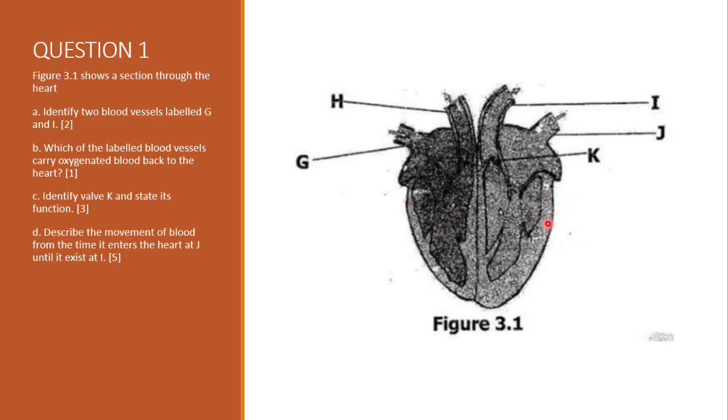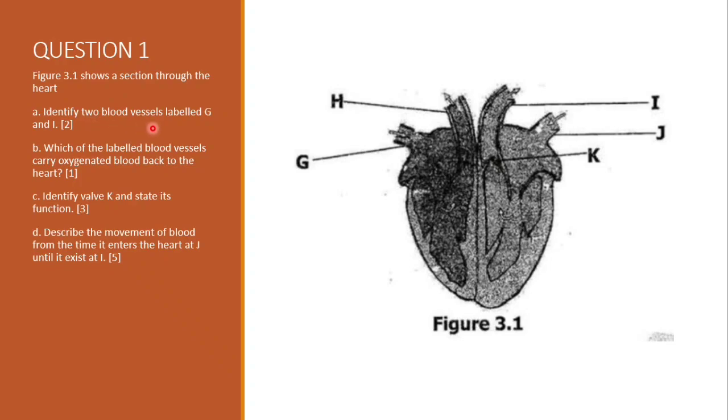I want you to pay attention. Don't forget that it is opposite to you. Your left side is the right side for the heart, and your right side is the left side of the heart. As we can see, we've got parts G, H, I, J, K. H, G, I, J are blood vessels. Then we've got K, which is a valve.